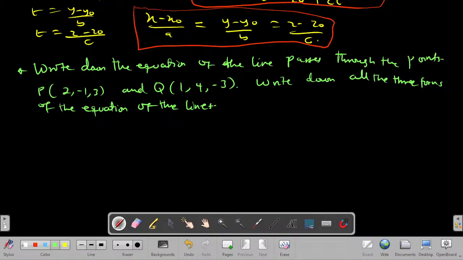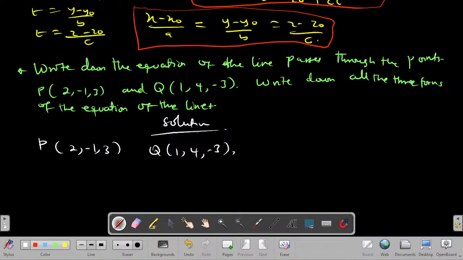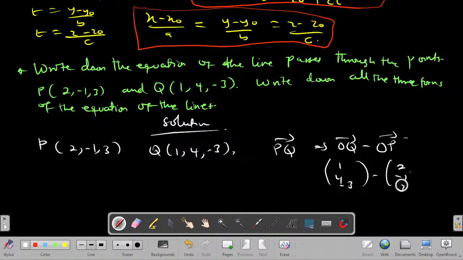So there's a question on the board. We are supposed to solve this problem here. To solve our problem, we need 2 points on the line, and I think that is enough for us to get the direction of this vector, right? So that's going to be vector PQ. This is also another way. So what's vector PQ? Vector PQ is equal to OQ minus OP, right? Therefore, I'm going to have my OQ 1, 4, negative 3 minus my OP 2, negative 1, 3, right?